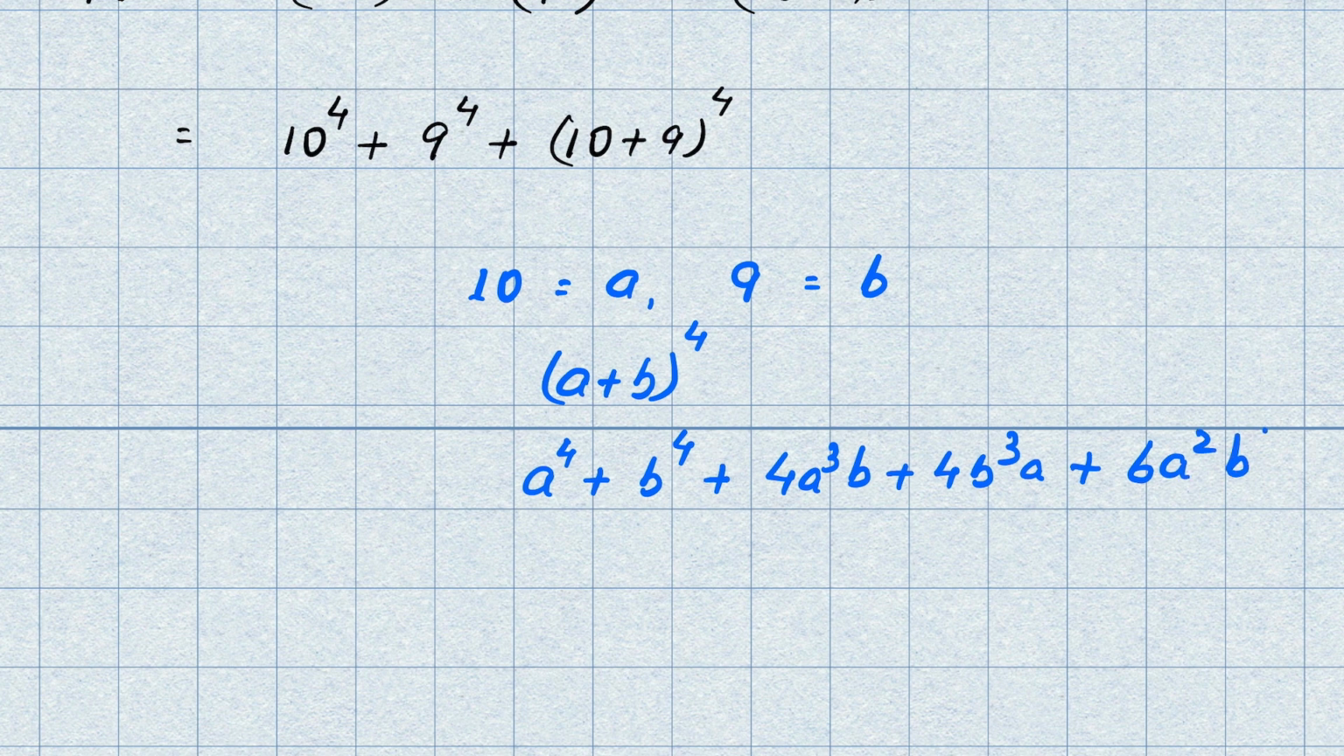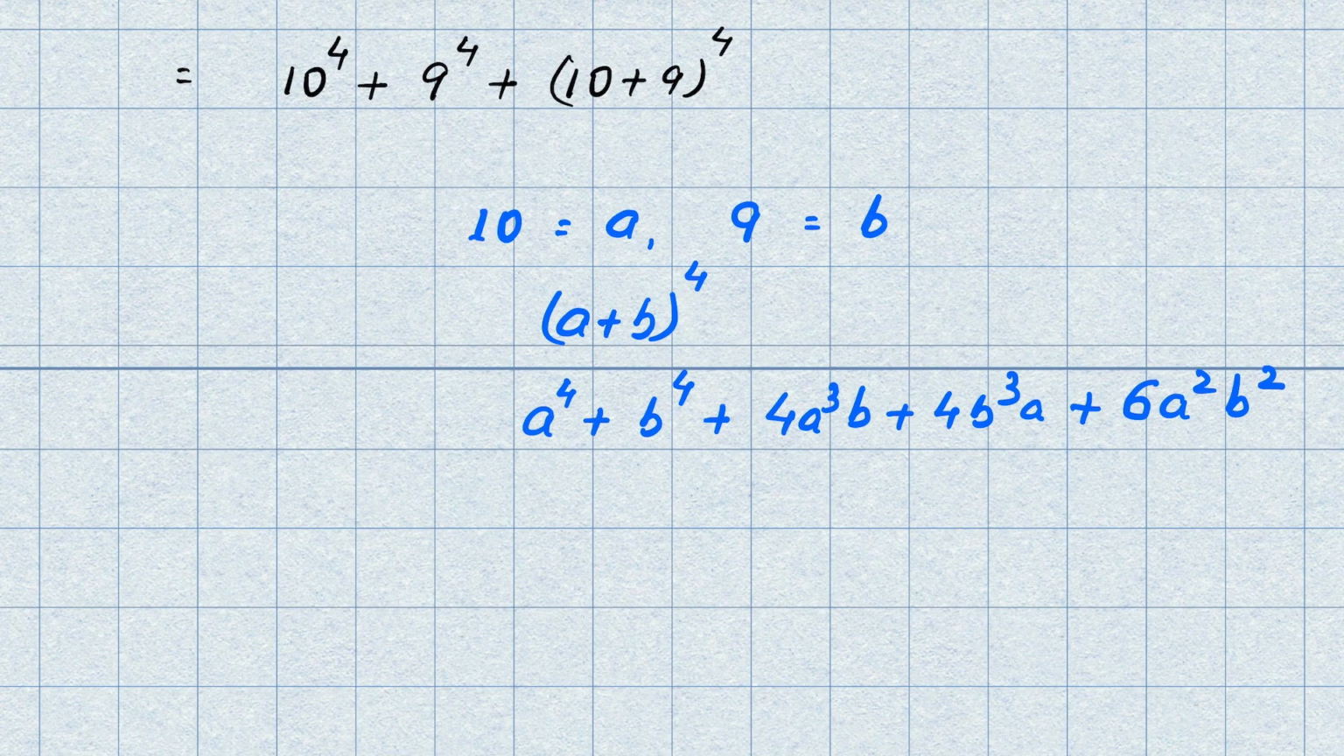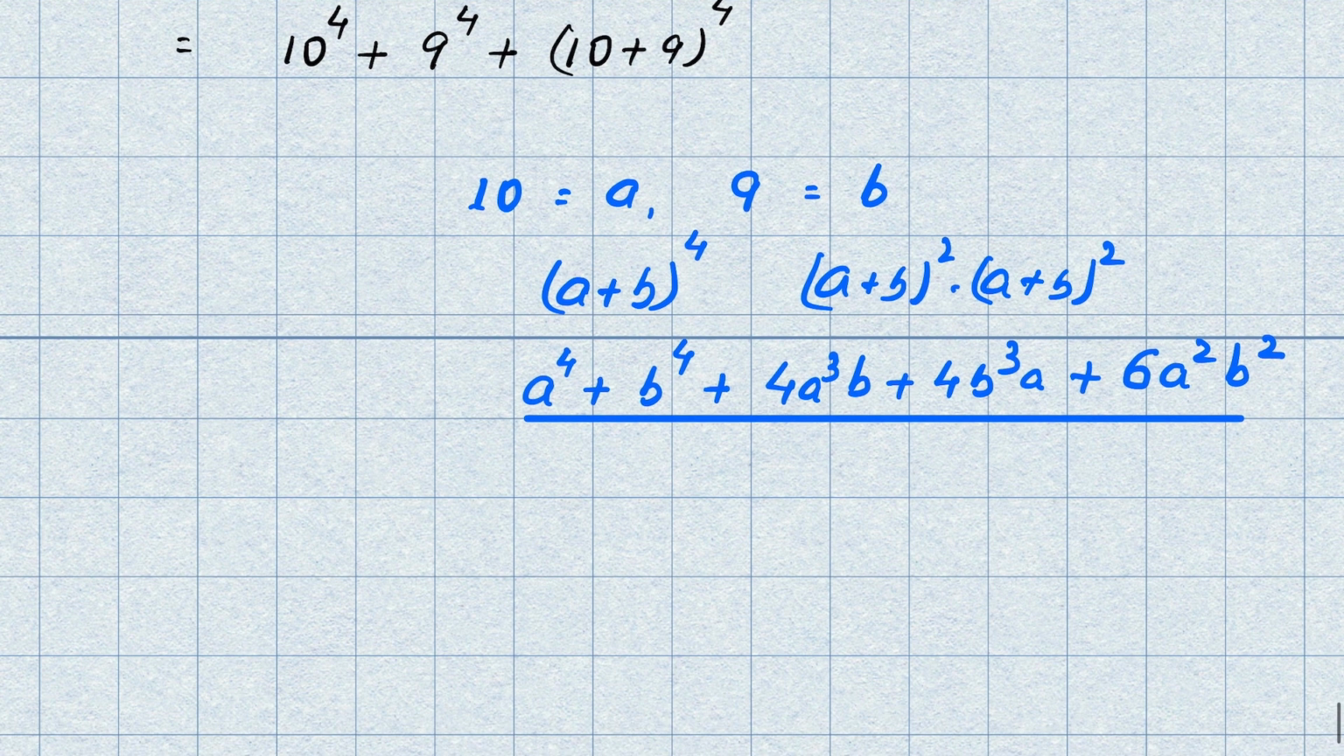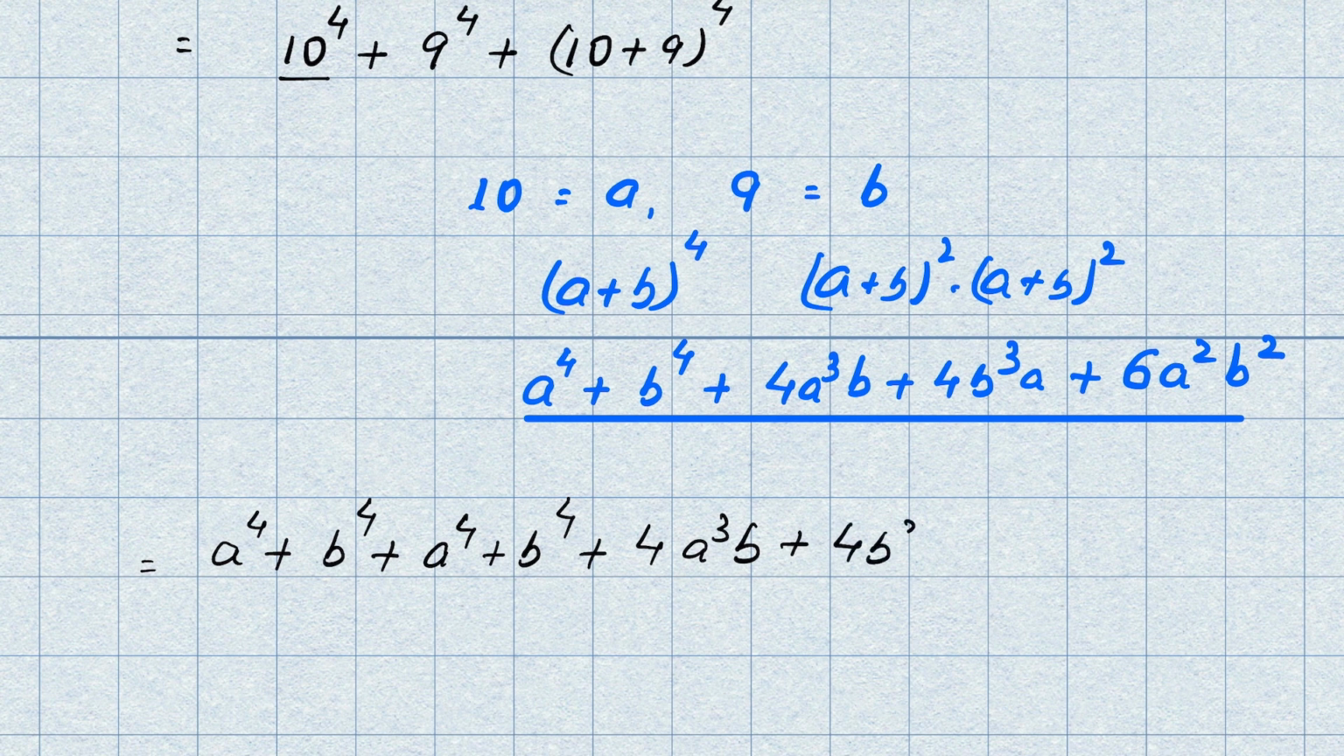6A square B square. If you don't know the formula for A plus B whole raised to the power 4, you can find it by multiplying A plus B whole square times A plus B whole square. When you multiply these two, you will get this product. Now using this formula, we can write here A to the power 4 for 10 to the power 4 plus B to the power 4 plus A to the power 4 plus B to the power 4 plus 4A cube B plus 4B cube A plus 6A square B square.